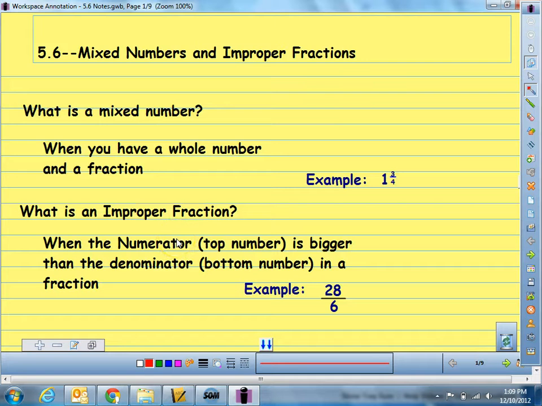Hello! Today's lesson is on mixed numbers and improper fractions. It's 5.6 out of our book. Let's go ahead and get started. We're talking about mixed numbers and improper fractions, so we need to figure out what is a mixed number.